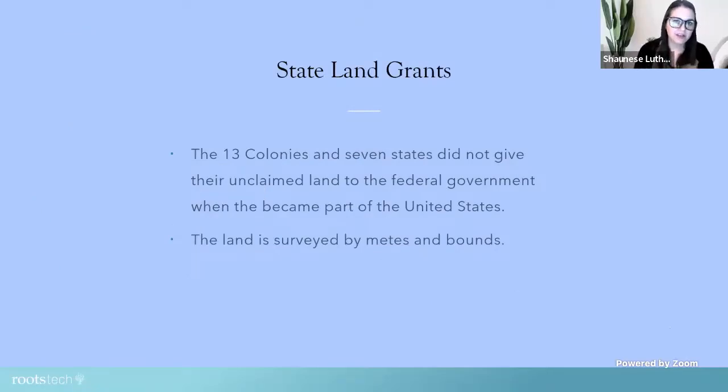So then you have the state land grants. Just to give a brief history, you had the 13 colonies. 7 of the states did not give their unclaimed land to the federal government when the federal government became the United States. Then this land is surveyed by meets and bounds.